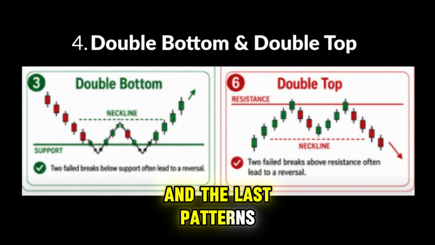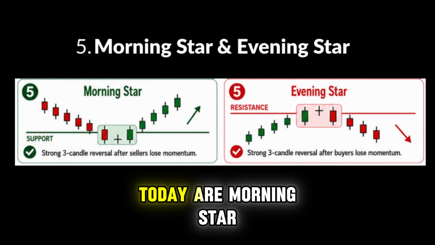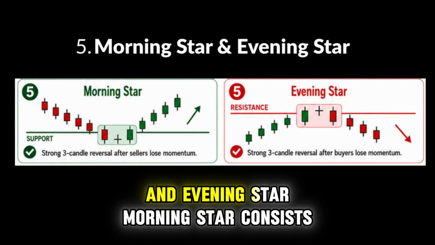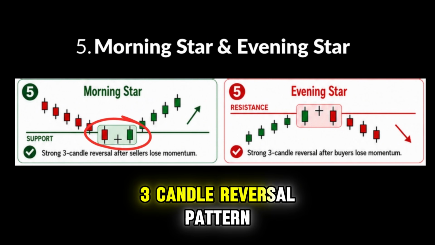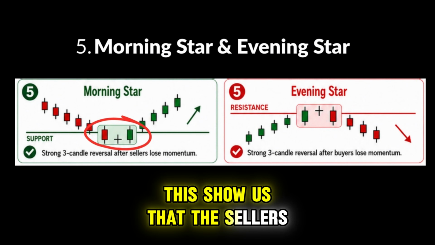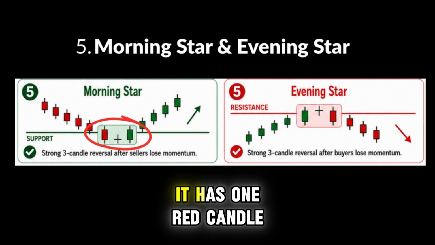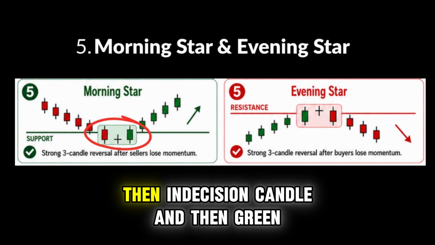And the last patterns we are going to talk about today are Morning Star and Evening Star. Morning Star consists of a strong three-candle reversal pattern that shows us that the sellers lost momentum. It has one red candle, then an indecision candle, and then a green candle.